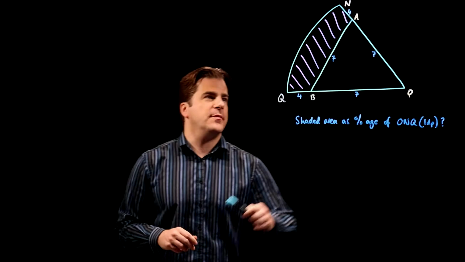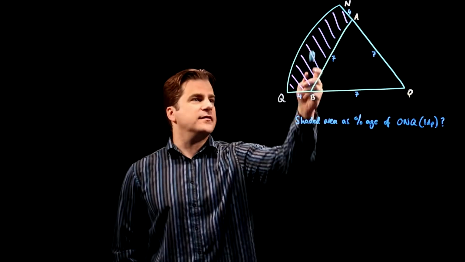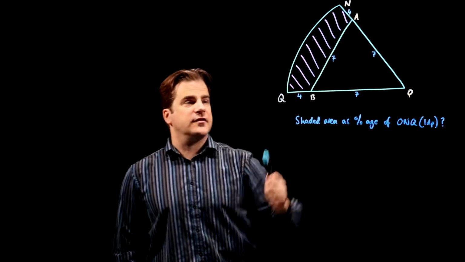Right, so we've been given this sector of a circle with a triangle inside it. We have to find the shaded area as a percentage of the sector of the circle.